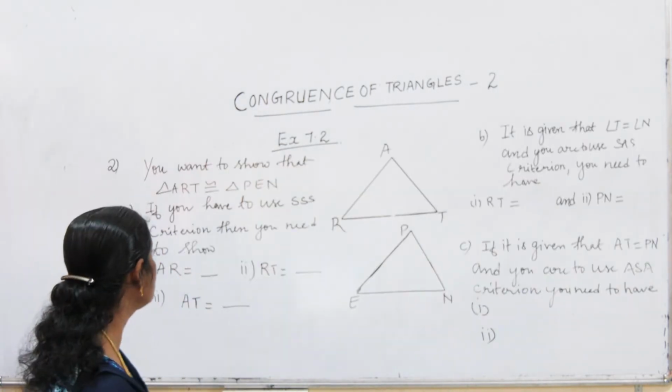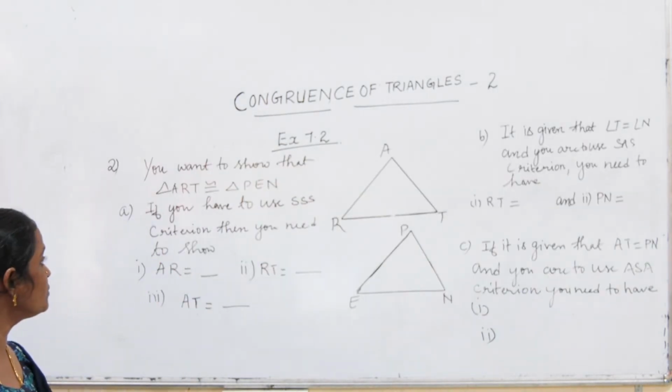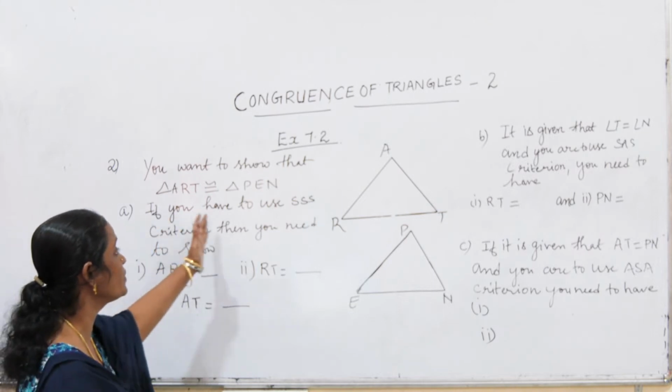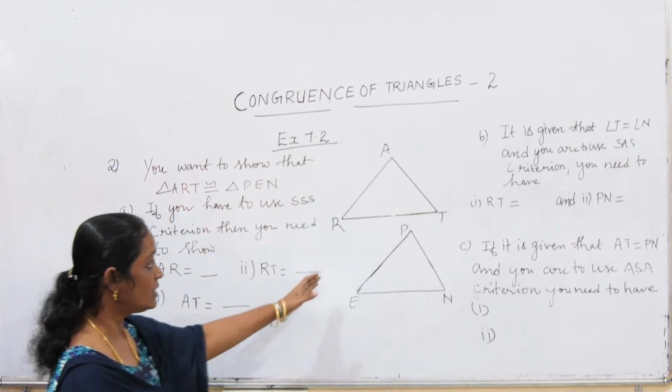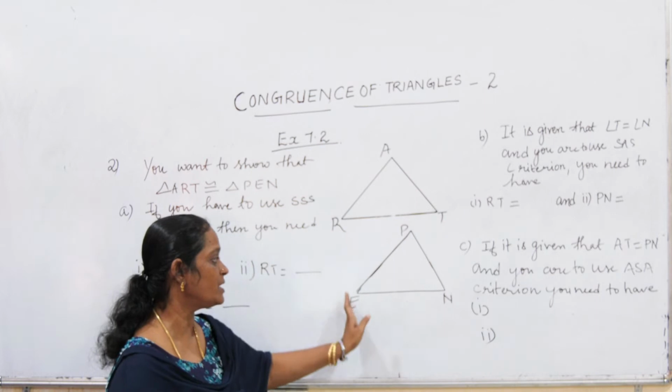The next question, question number 2, you want to show that triangle ART is congruent to triangle PEN. Here two triangles are given, ART and PEN.